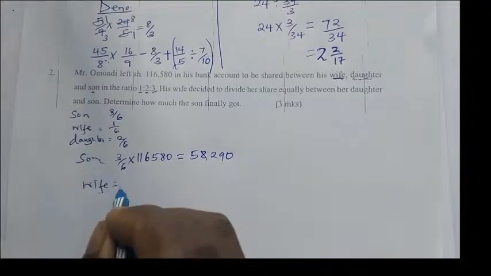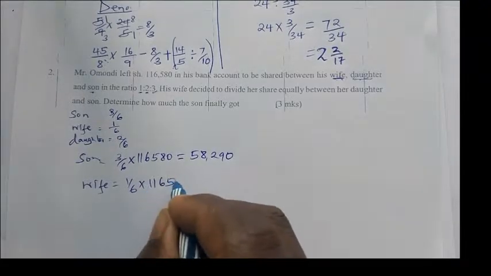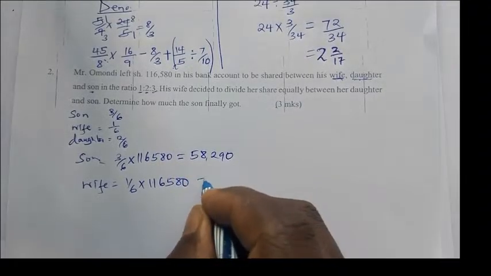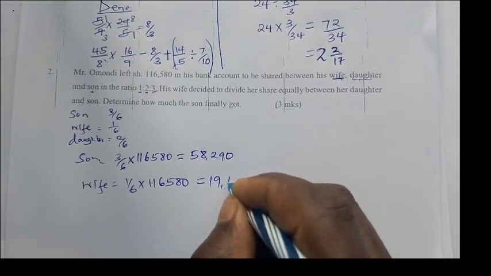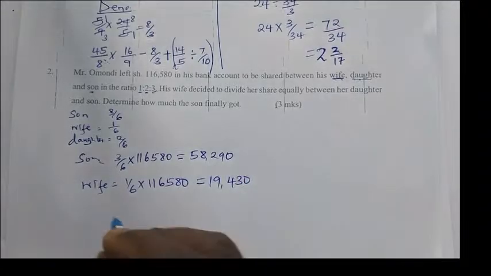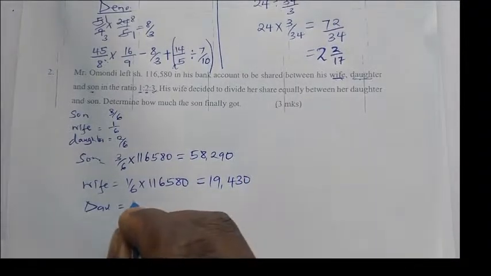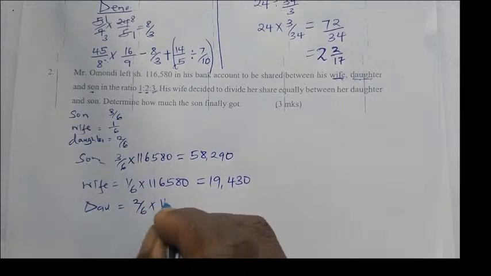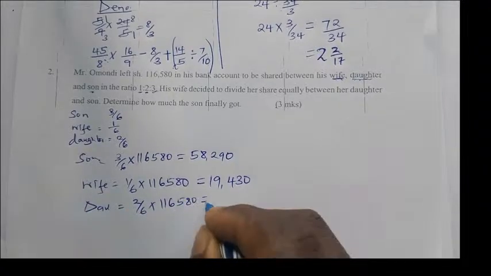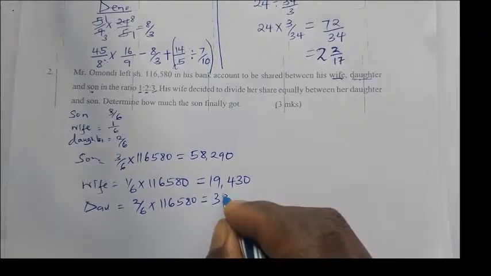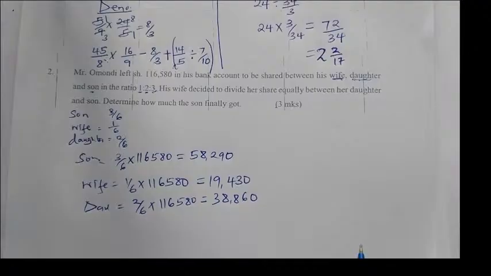The wife got 1/6 times 116,580. So this one gives 19,430. Then the daughter got 2/6 times the same amount. The daughter got 38,860. That's what they got.